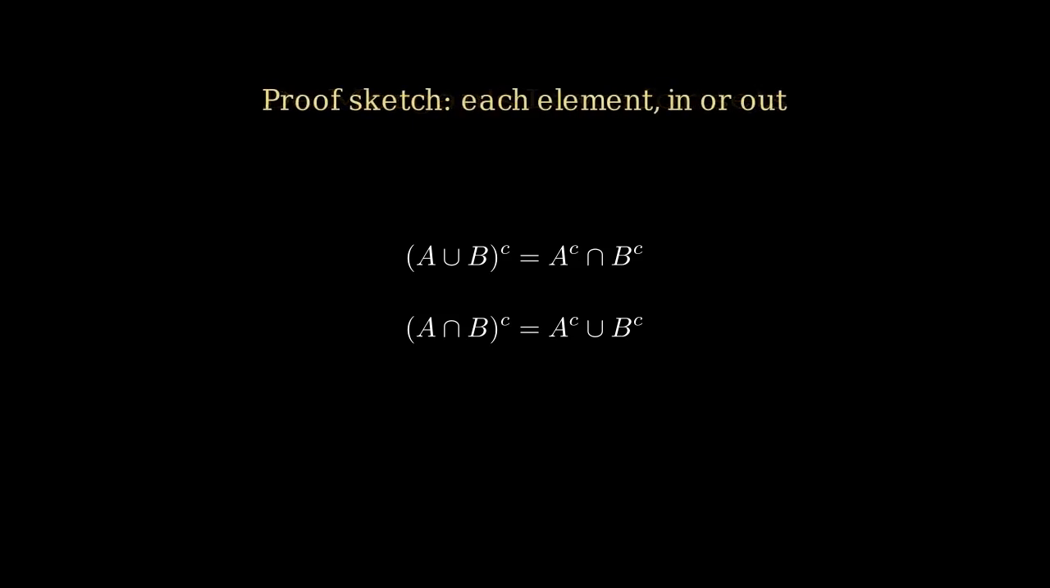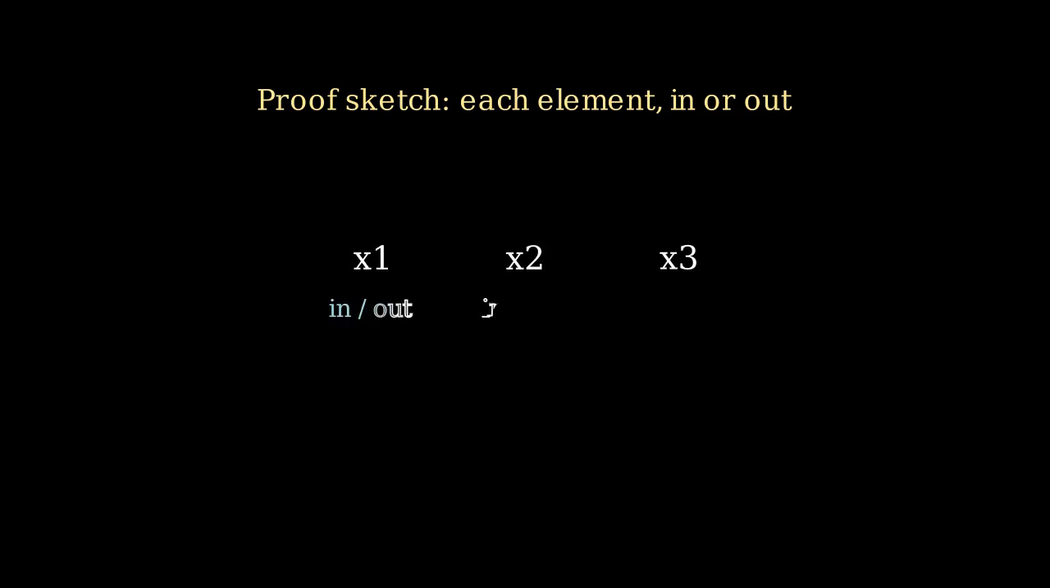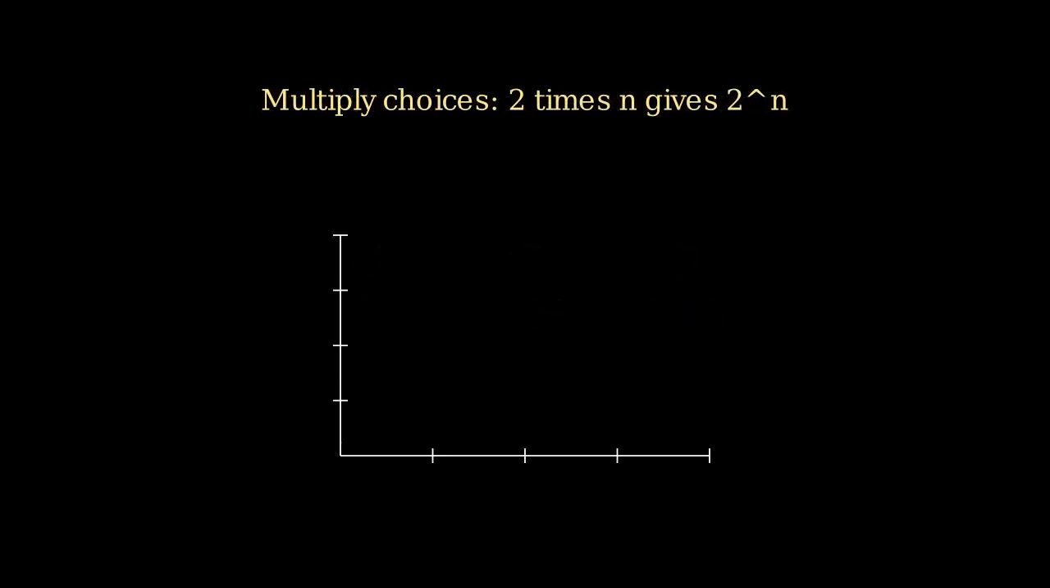Here's the proof sketch for why the power set has exactly 2 to the n subsets. For each of the n elements in A, you face exactly one binary decision. Is this element in the subset you're building or out? Two choices, completely independent for every element. Multiply those choices together across all n elements. 2 times 2 times 2, n times over, giving 2 to the power of n total possible subsets.